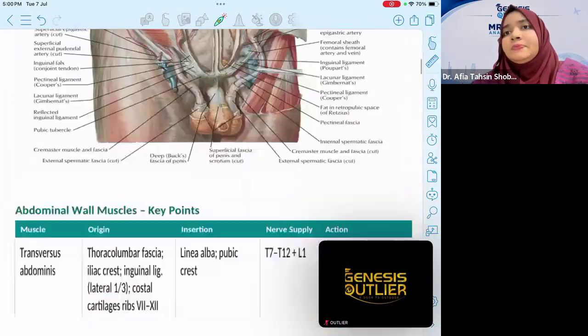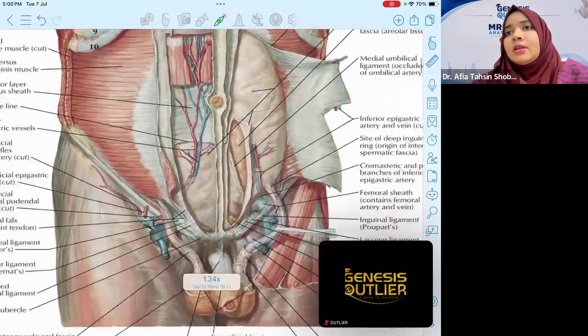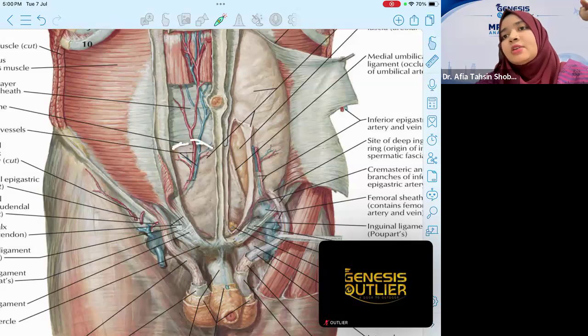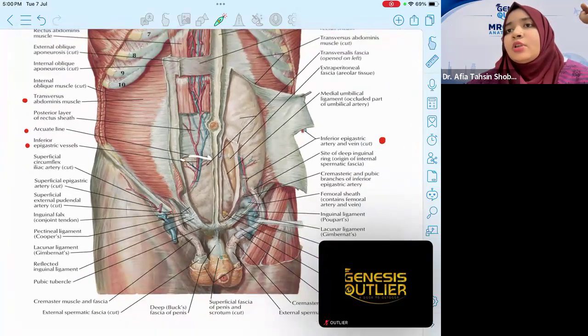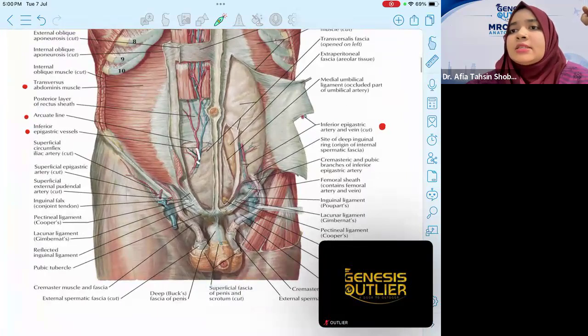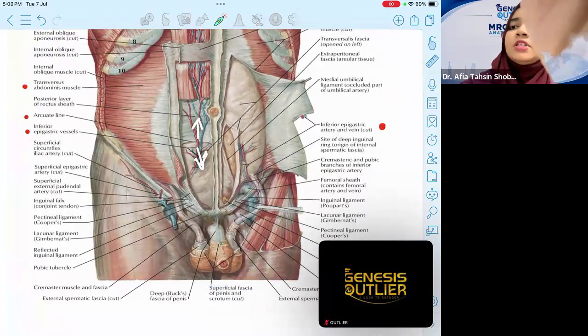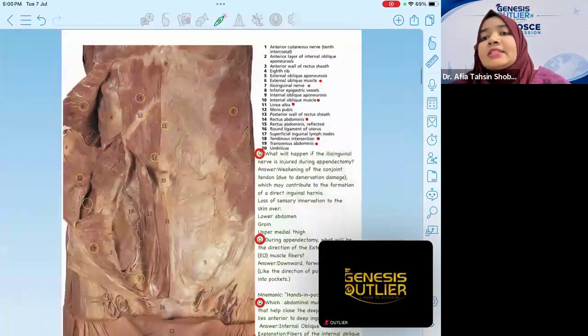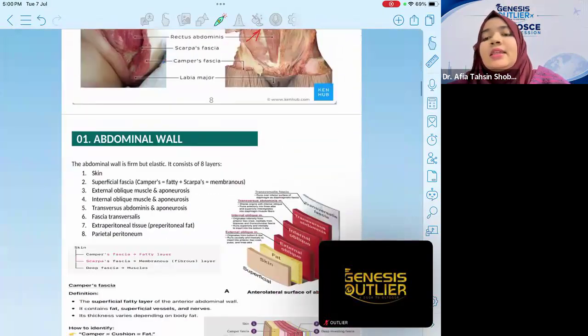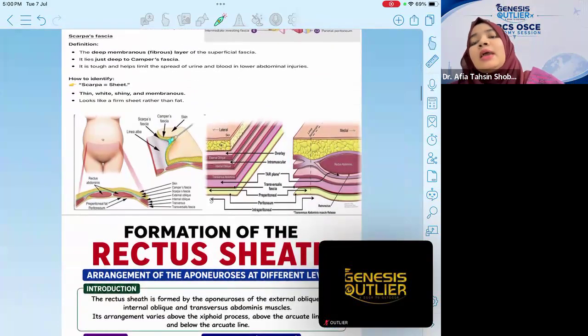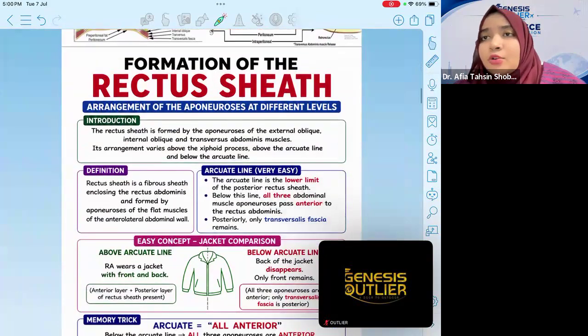See this image. Here is a semicircular marking, right? On both sides. This is the arcuate line. So below this line and above this line, the arrangement of the rectus sheath will be different. And in exam, you will be asked what the arrangement is below and above the arcuate line, about the rectus sheath.